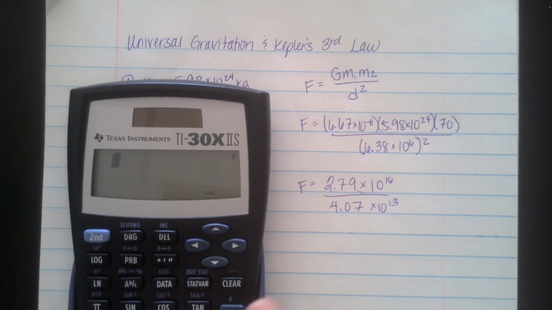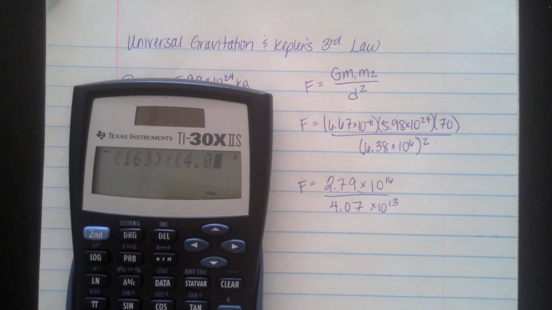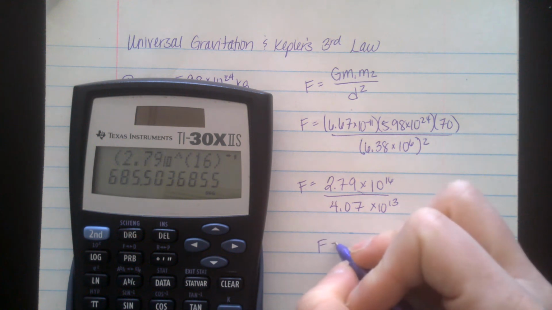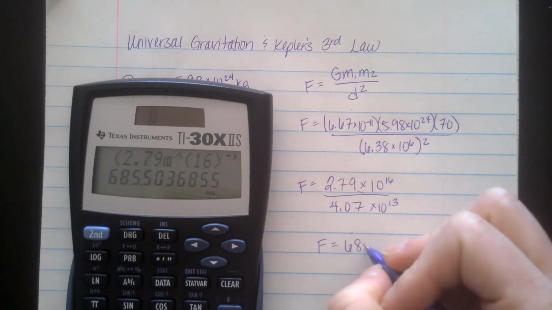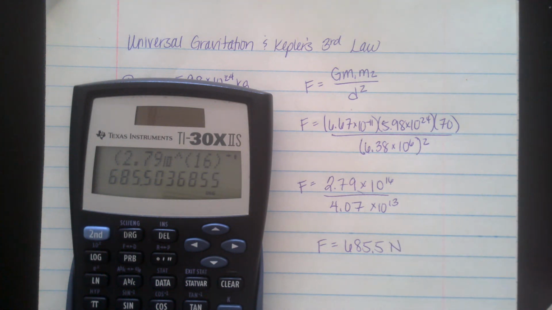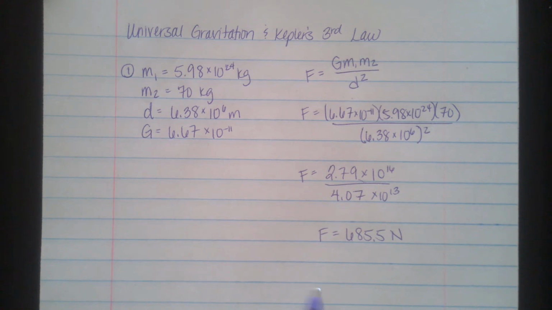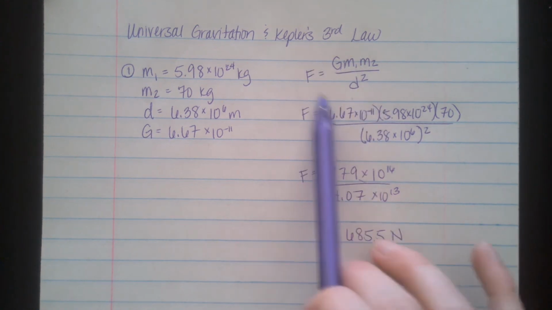Now I can divide the two. 2.79 and I get a force of gravitation of 685.5 newtons. All right, so that's an example of using this equation, universal law of gravitation.